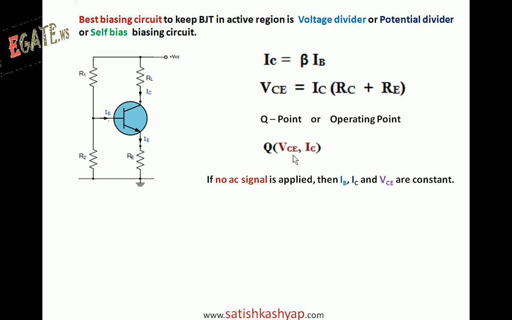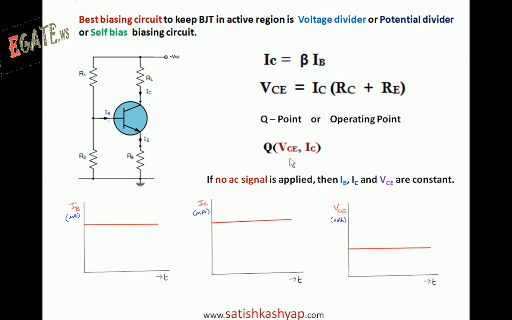If no AC signal is applied, then all these currents, base current IB, collector current IC, and collector to emitter voltage VCE, are all going to be constant. Constant means the value doesn't change with respect to time. We can write the waveform in this way: constant base current in microamperes, constant collector current in milliamperes, constant collector to emitter voltage VCE in volts. All are constant since we are not applying any AC signal or input signal.